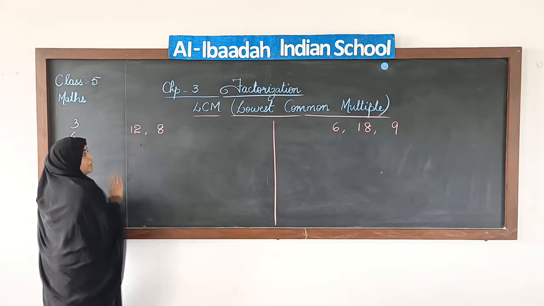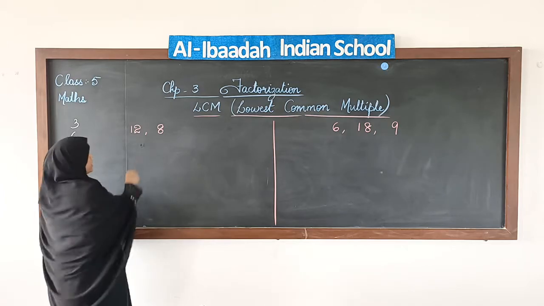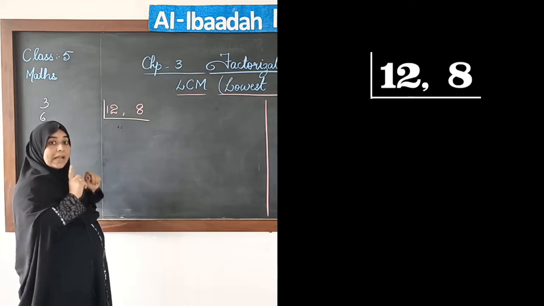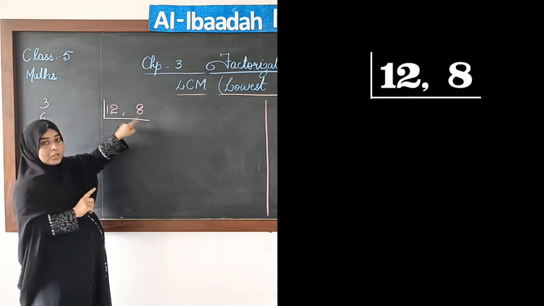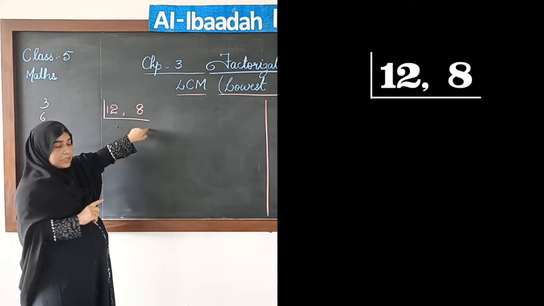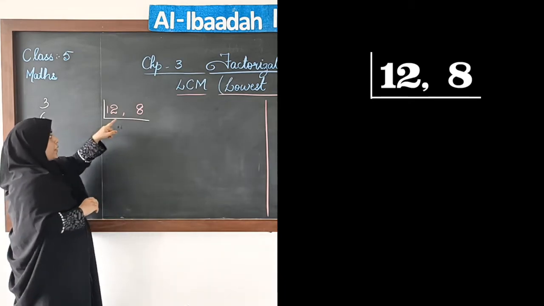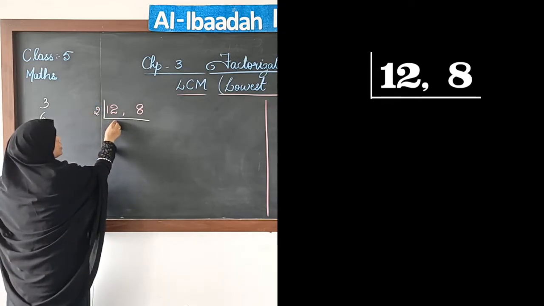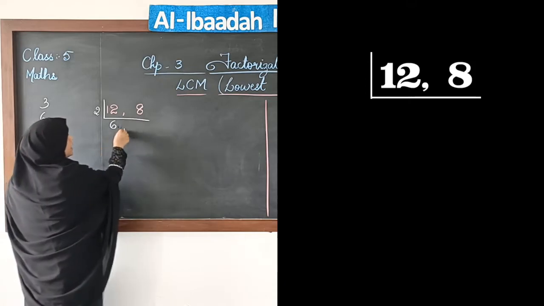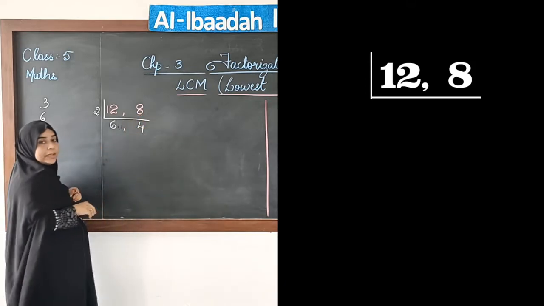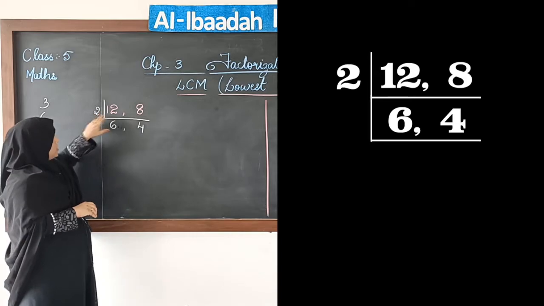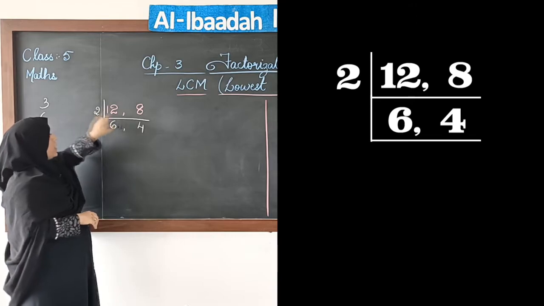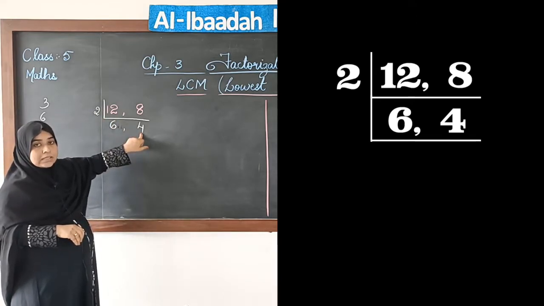Now 12 and 8 I am going to divide at a time, so both together we have to divide. We have to find a prime number which will divide both 12 as well as 8. That is 2. 2 sixes are 12 and 2 fours are 8. I have divided 12 by 2 and got 6 as the answer. I have divided 8 by 2 and got 4 as the answer.